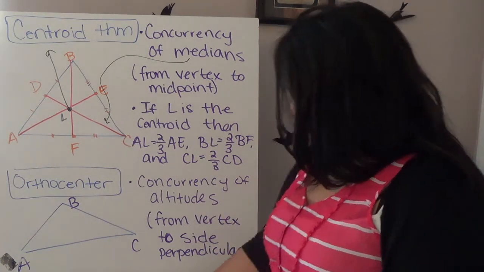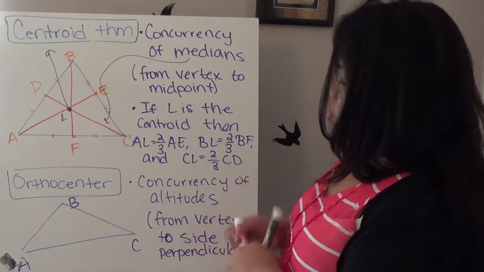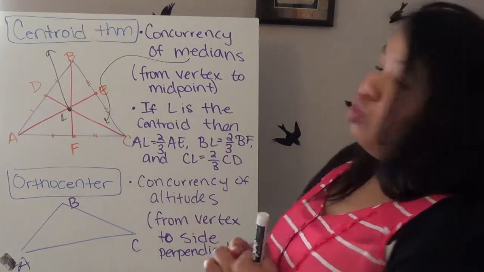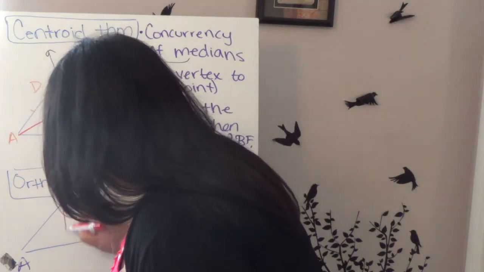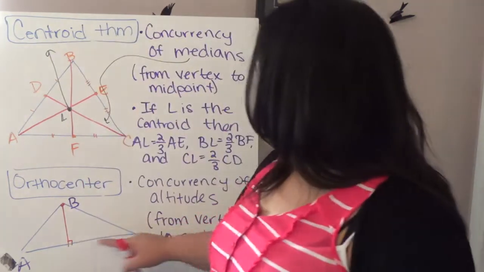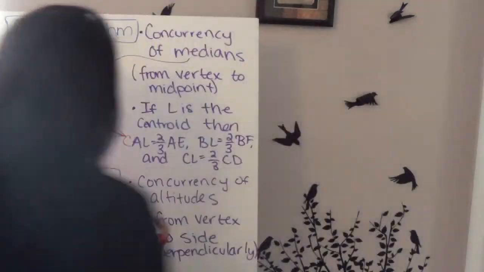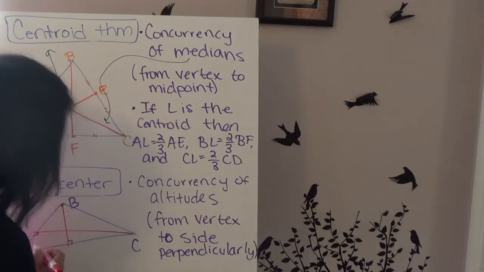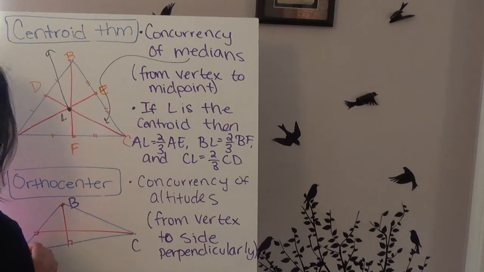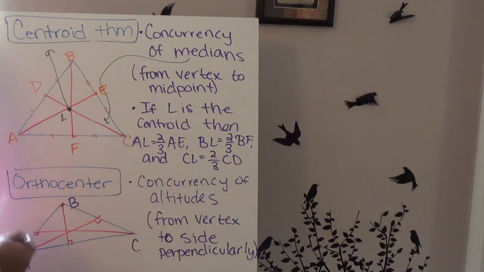So I don't know if we've been over what altitude is, but an altitude is basically you go from the vertex and you go straight down to hit the side at a 90-degree angle. Doesn't matter where it hits a side, but it has to hit it at a 90-degree angle. Same thing with this. You take this and you hit it straight down to a 90-degree angle, and this one straight down to a 90-degree angle.